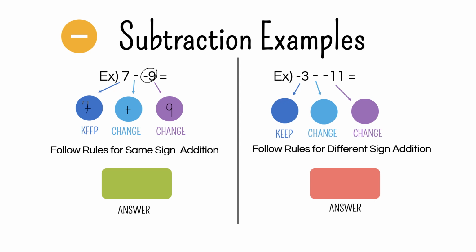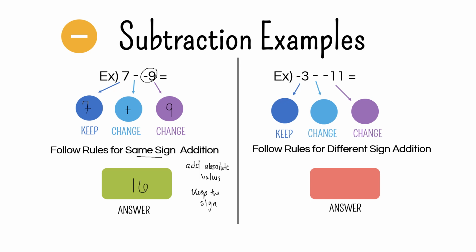And just like that, this tricky subtraction problem becomes same sign addition. So same sign addition, we know that rule says to add the absolute values and keep the sign. So in this particular problem, both signs are positive. We know that because we understand if there's no sign, it's a positive sign. So we're going to add those together. We're going to get 16, and it's going to stay positive.